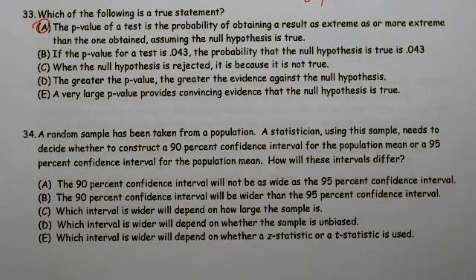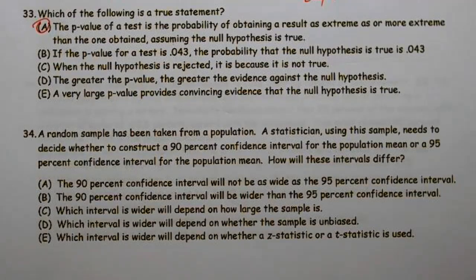A random sample, number 34, has been taken from a population. A statistician using the sample needs to decide whether to construct a 90% confidence interval for the population mean or a 95% confidence interval for the population mean. How will these intervals differ?